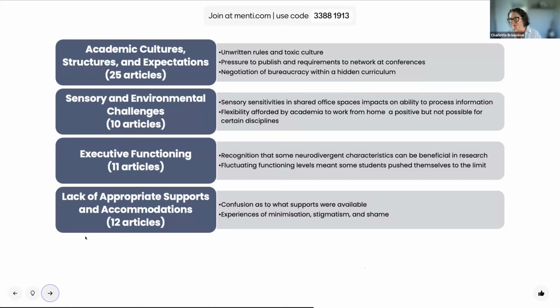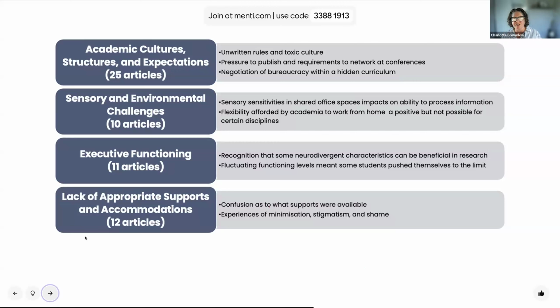People's functioning levels move and fluctuate across hours, days, weeks, months. So often students are really pushing themselves to the limit, which means they're experiencing burnout, exhaustion, and other quite negative impacts. And with all of these challenges, there was lots of confusion about what supports were actually available and what kind of accommodations could be made, particularly for HDR students.